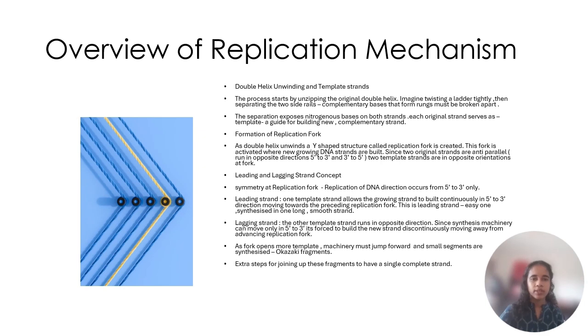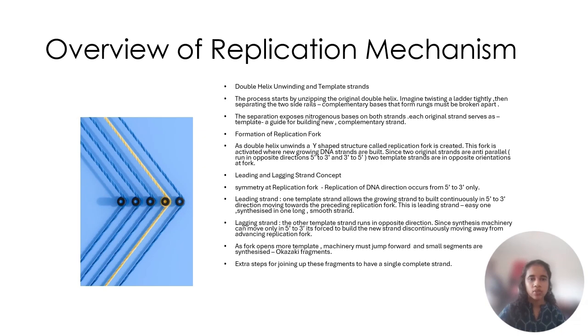The first thing is the formation of the replication fork. The double helix will unwind and give you a Y-shaped structure, which is called the replication fork. Since you have two original strands that are anti-parallel to each other, that means they run in opposite directions: one from 5 prime to 3 prime and the other from 3 prime to 5 prime. So the two template strands are in opposite orientation in your fork.